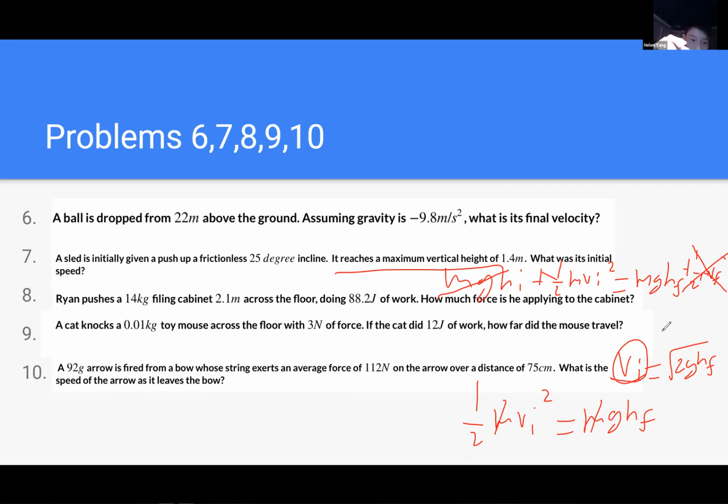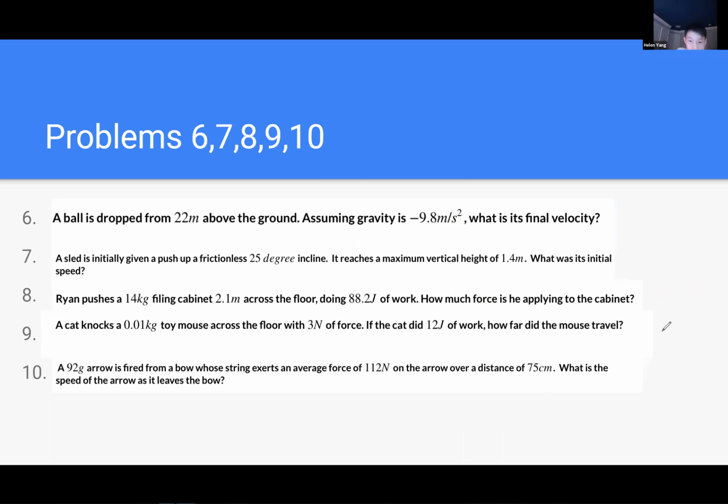Okay, so question 8. This one's also fairly simple. It says Ryan pushes a 14 kg filing cabinet 2.1 meters across the floor, doing a total work of 88.2 joules. How much force is he applying to the cabinet?